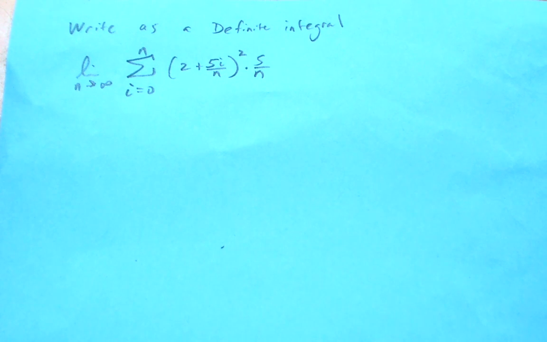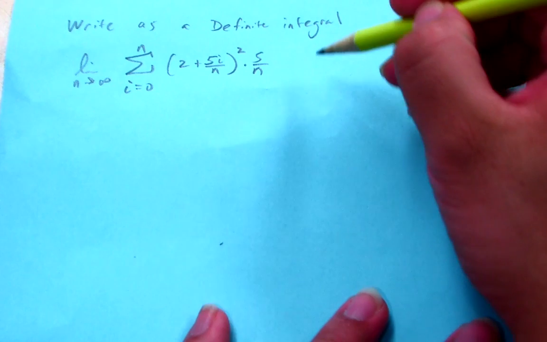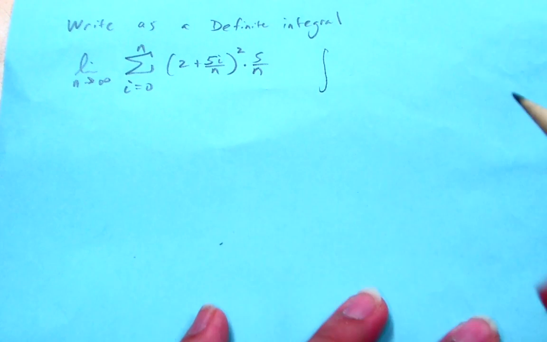Hey class, Mr. Moyden here with an example video on how to take a Riemann sum and write it as a definite integral. The main idea is that you have three parts to write in your answer.